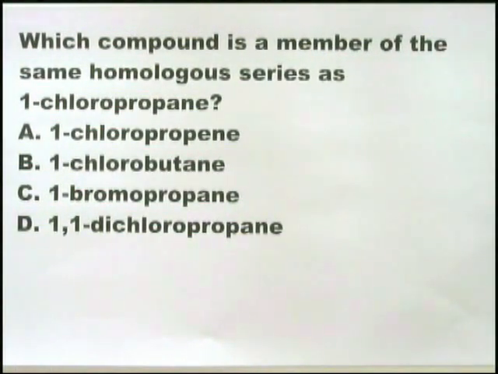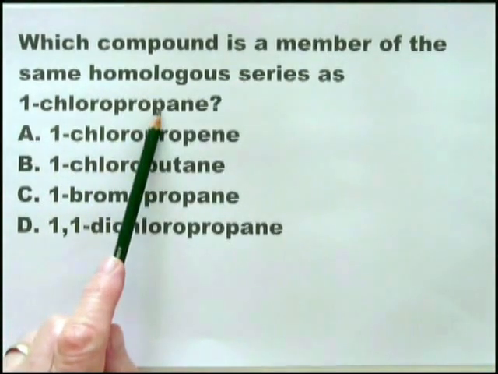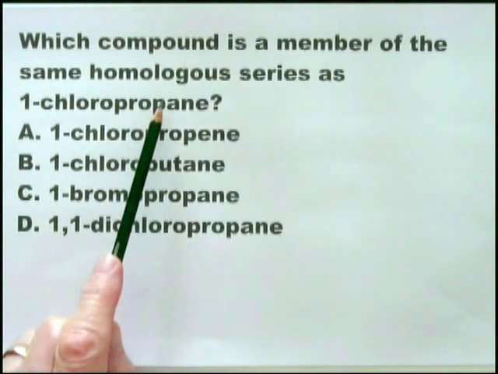Homologous series. You have to know the meaning of that. And all the alkanes, say methane, ethane, propane, butane, are part of a homologous series. All the alcohols, methanol, ethanol, propanol, butanol, pentanol, are members of the homologous series. And in this case, what you're looking for is something which is the same as chloropropane, but instead of propane, is ethane, butane, pentane.